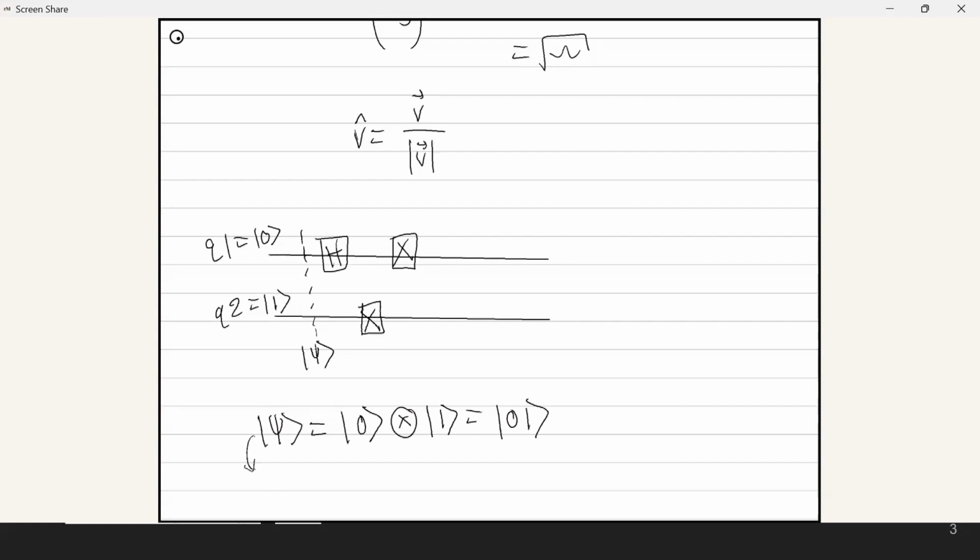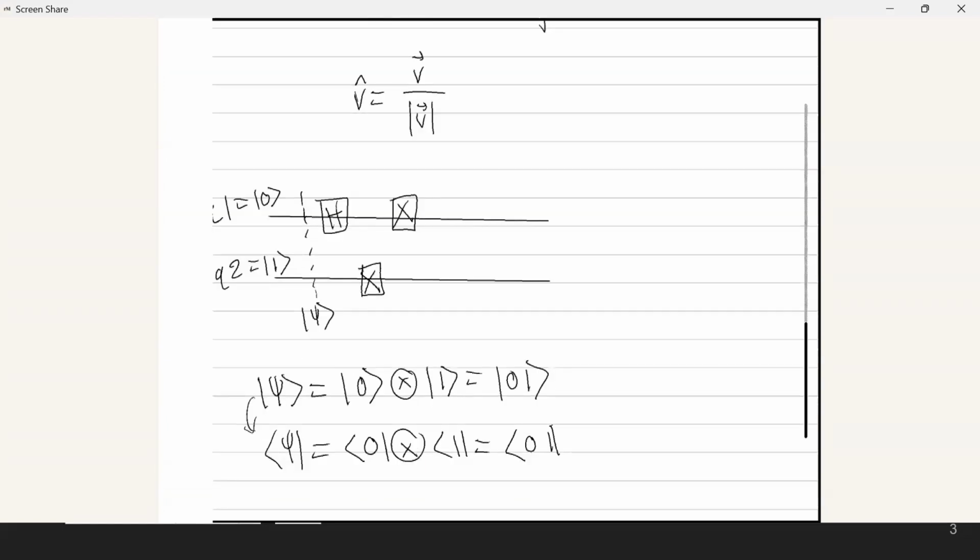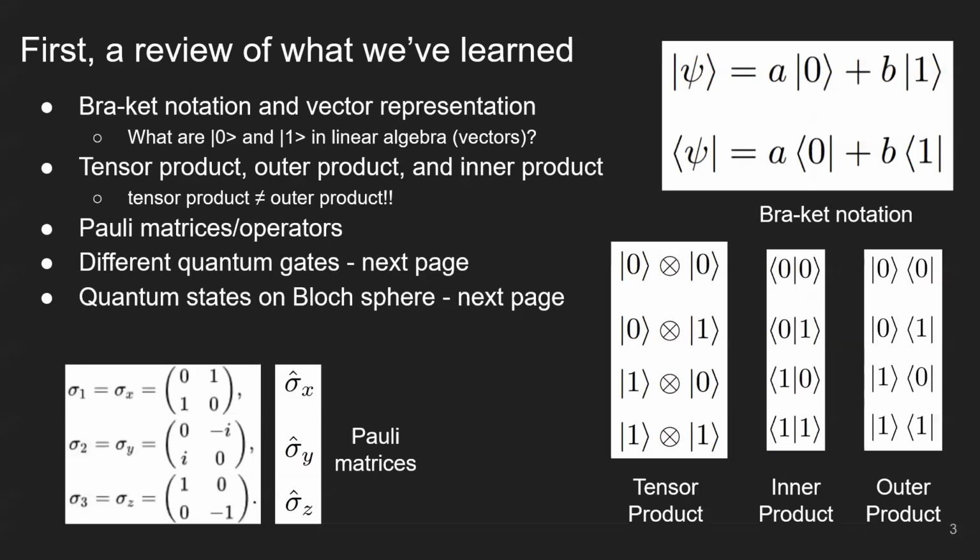If you wanted to show the bra of this, I think it's just the same. You're just flipping the direction of the notation. Correct me if I'm wrong. Okay, all right. So that's kind of the extent of the tensor product knowledge that we need to know for today. Good with everyone? All right.